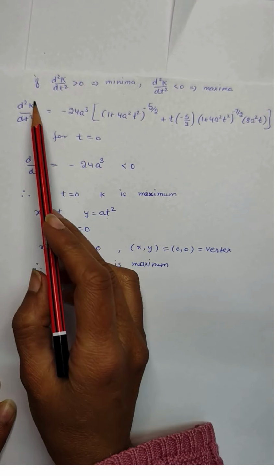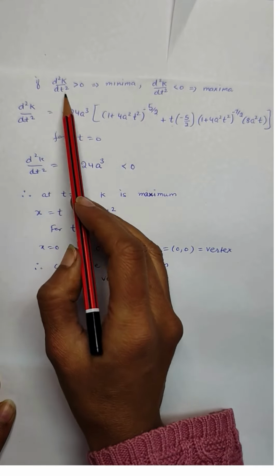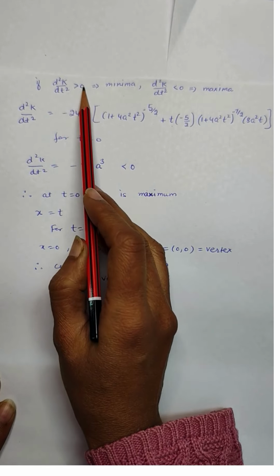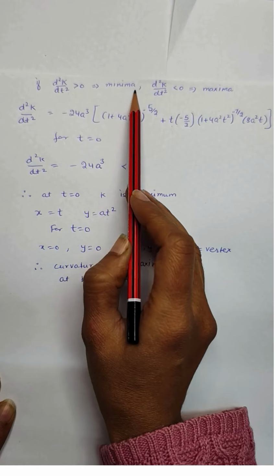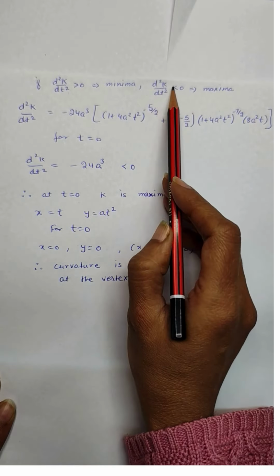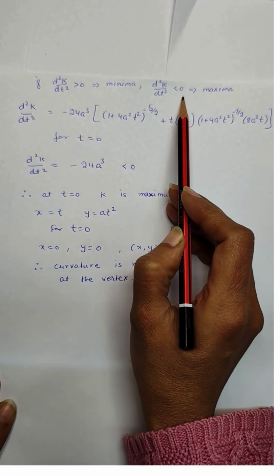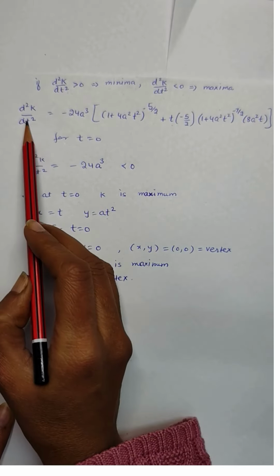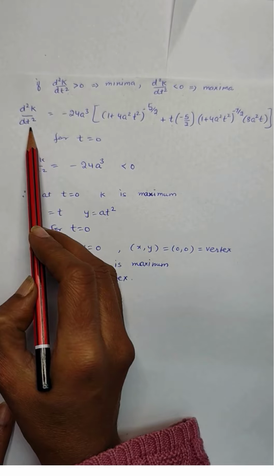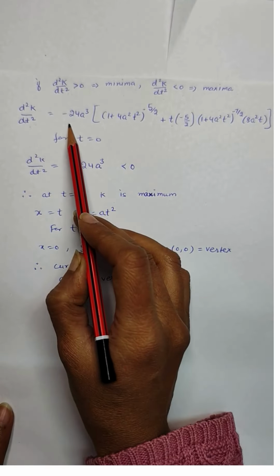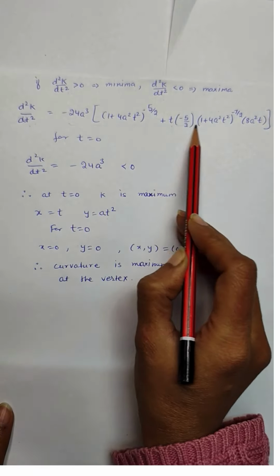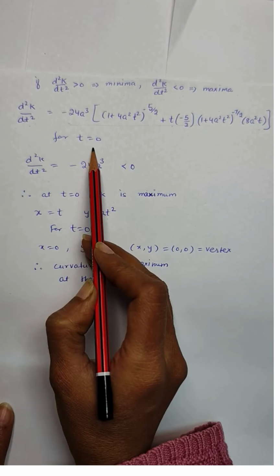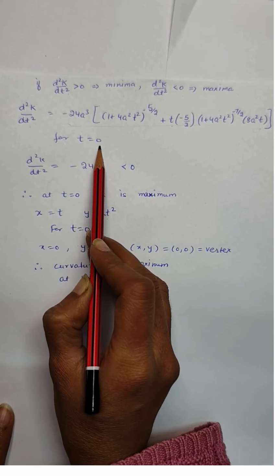If the second derivative of the curvature k with respect to t is positive for this value of t, then we get a minima. If the second derivative of k with respect to t is negative for this value of t, then we get a maxima. So first let's find the second derivative of curvature with respect to t, and it turns out to be equal to this function. Now let's check its value for t equal to 0.